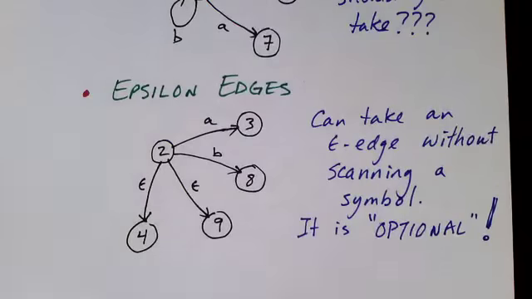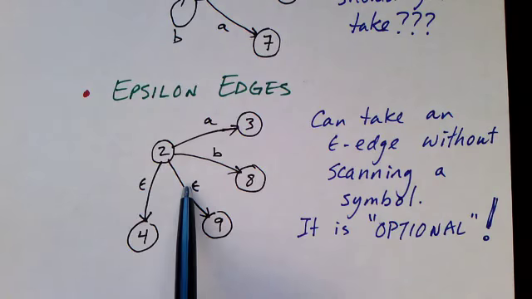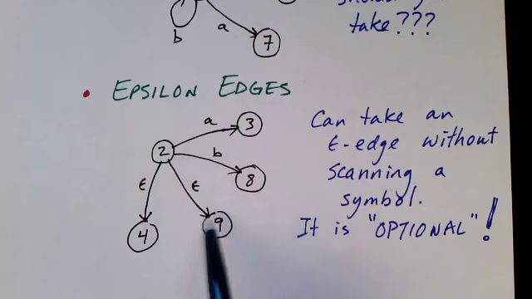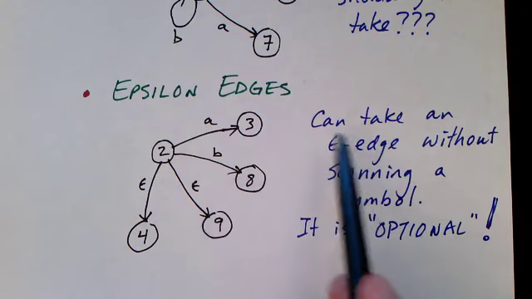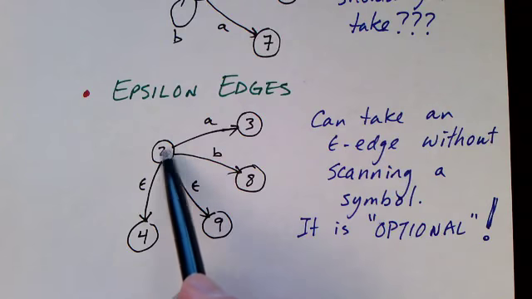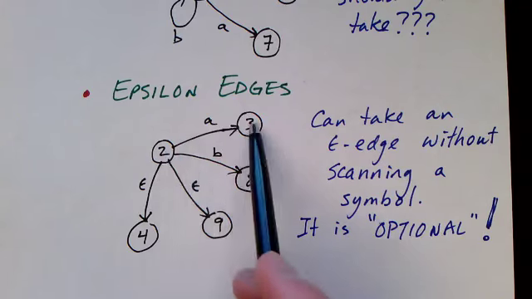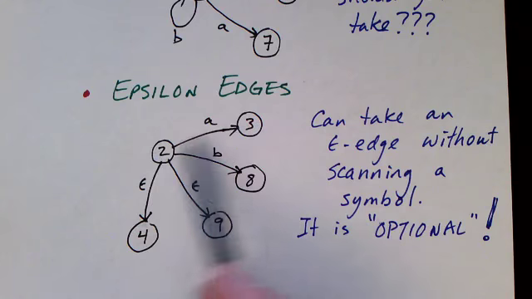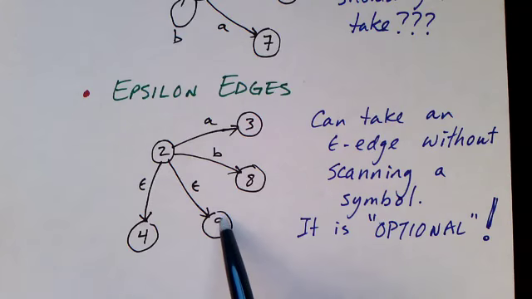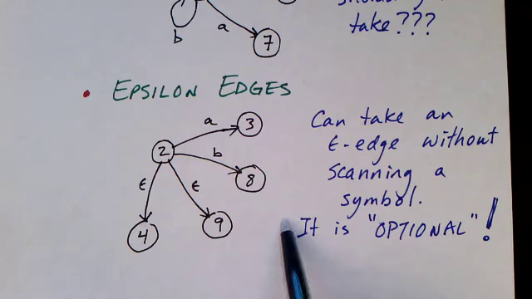We're also going to allow something we call epsilon edges. An epsilon edge is an edge that's labeled with the empty string, or the epsilon symbol. Normally our edges have to be labeled with symbols from the alphabet, but now we're going to allow these epsilon edges. And the idea here is that you can take an epsilon edge without scanning a symbol. So if we're in state 2 and we're looking at an A, we can go to state 3 and scan the A. But we can also go to state 9 and not scan the A. And then maybe there's a transition from state 9 that tells what we do if we see an A.